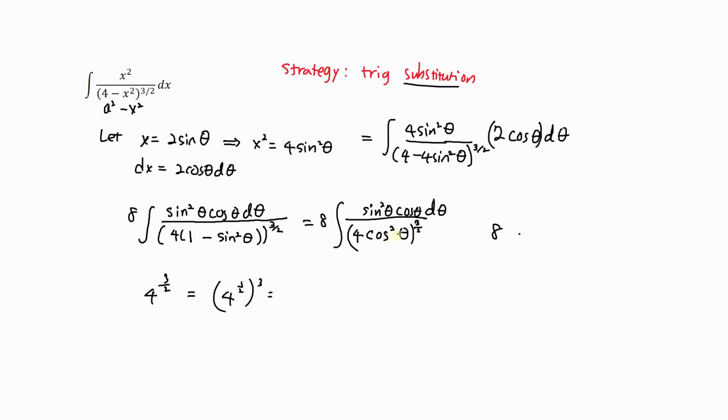And then cosine, in the same manner, cosine squared theta, and then you have 3/2, and that 1/2 power is going to cancel out. So that leaves me only cosine cubed theta. So I'm going to have 8 times cosine cubed theta, and on the top I have sine squared theta cosine theta d theta, and then outside I also have 8.